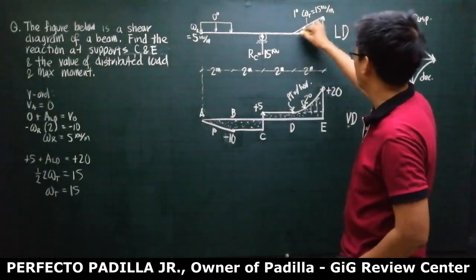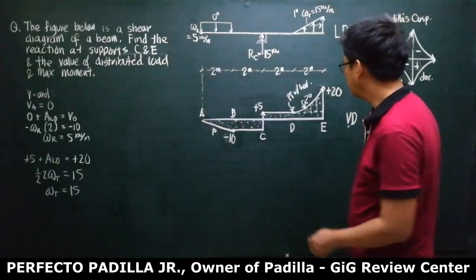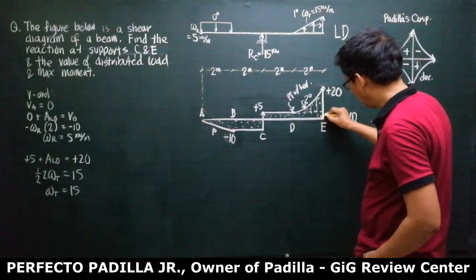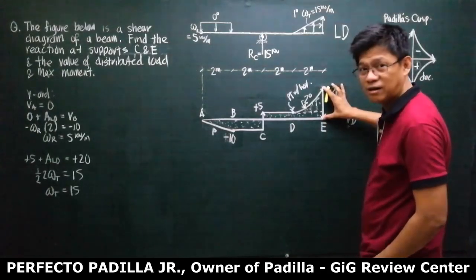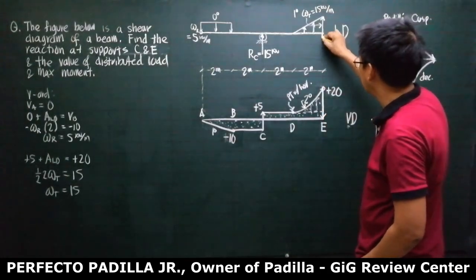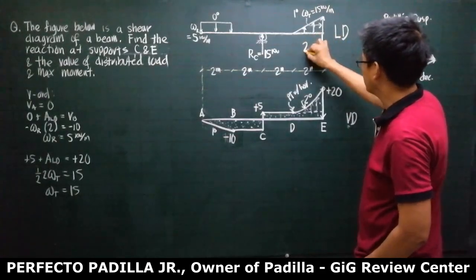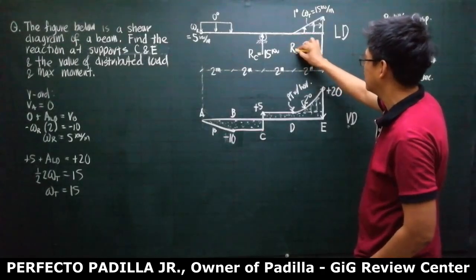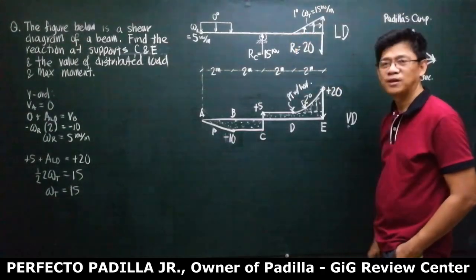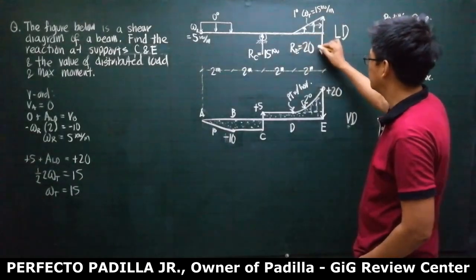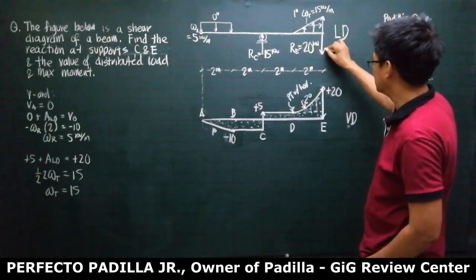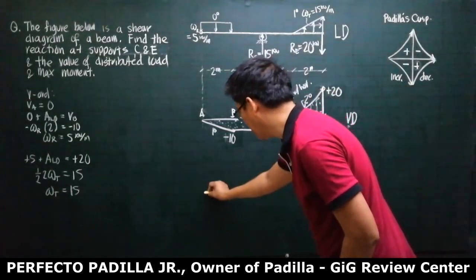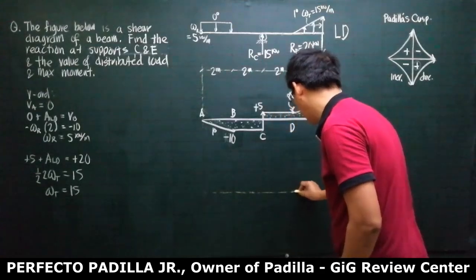So this is our load here. But take note, there is a vertical line here of 20, so it means there is a reaction here of 20. Most likely that is the reaction at E. Do you follow? So this is 20 kilonewtons, but this is downward. You get it? Okay.